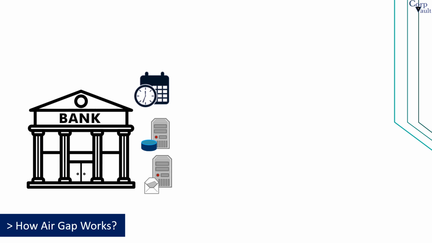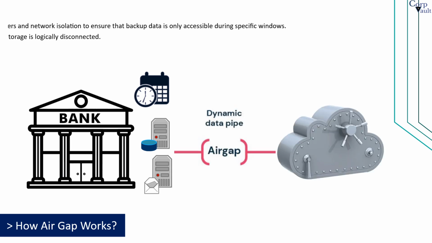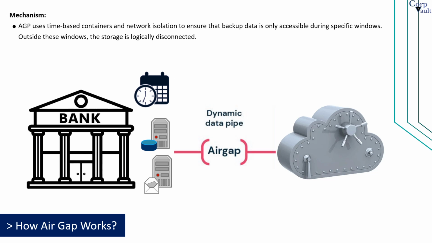At all other times, the container is isolated, so even if ransomware infects the production network, it cannot reach or encrypt the backup data. The mechanism is that AGP uses time-based containers and network isolation to ensure that backup data is only accessible during specific windows, for example, for backup or restore operations. Outside these windows, the storage is logically disconnected.